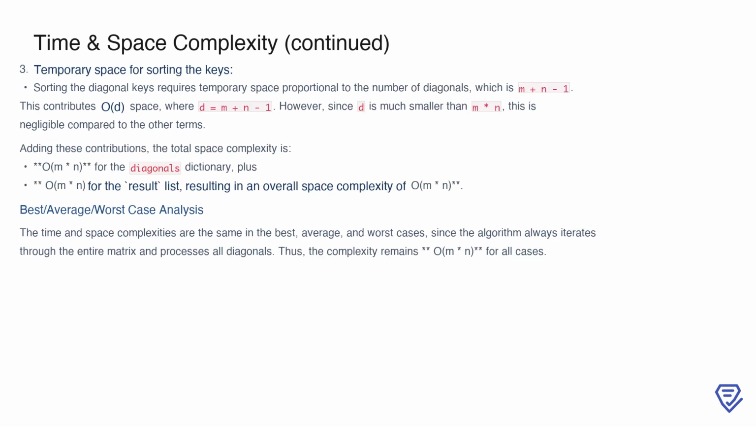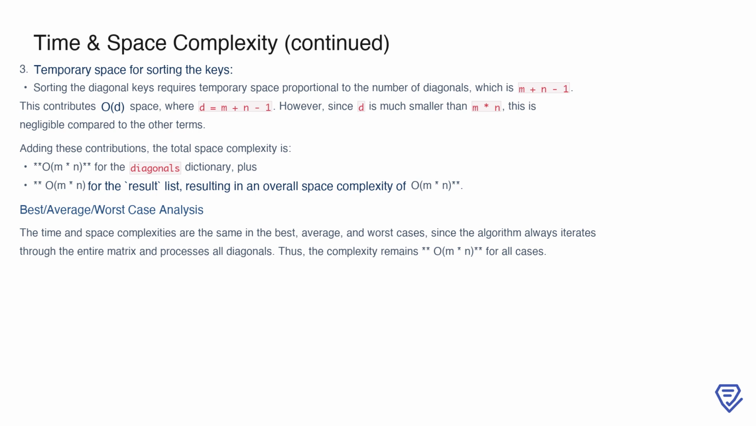An additional but minor contributor to the space complexity is the temporary space required for sorting the diagonal keys. Sorting involves space proportional to the number of keys, which is equal to the number of diagonals, or m plus n minus 1. This adds O(d) space, where d is much smaller than m*n. As a result, this term is negligible when compared to the space required by the diagonals dictionary and the result list. When we sum up these components, the total space complexity becomes O(m*n), dominated by the space needed to store the dictionary and the result list.